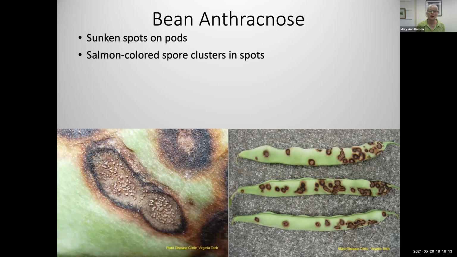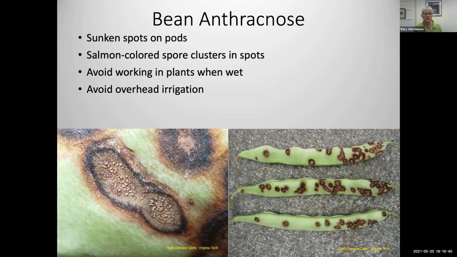So it can be really hard to control once you've got some spots on your beans, because those spores are being produced and being spread. And so you want to avoid working in your plants when the plants are wet, because then you're more likely to pick those spores up on your clothing and go walk along and spread it to some plant that hasn't been infected yet. So anything you can do to reduce the humidity or the wetness in the canopy is going to help control this disease, including avoiding overhead irrigation.